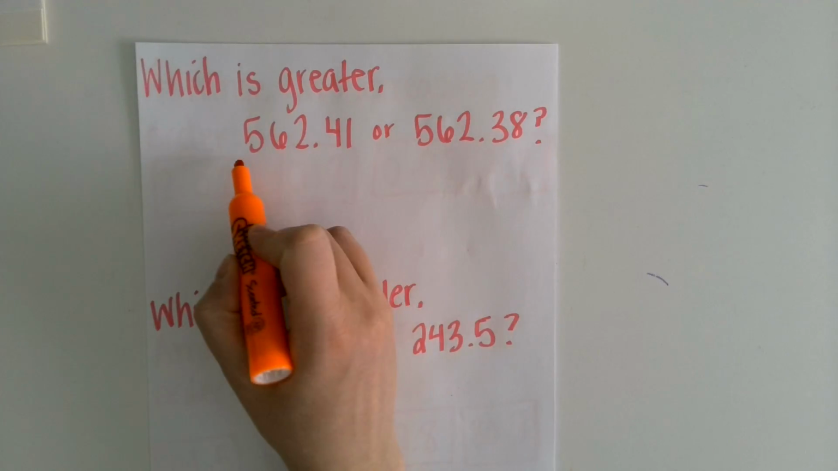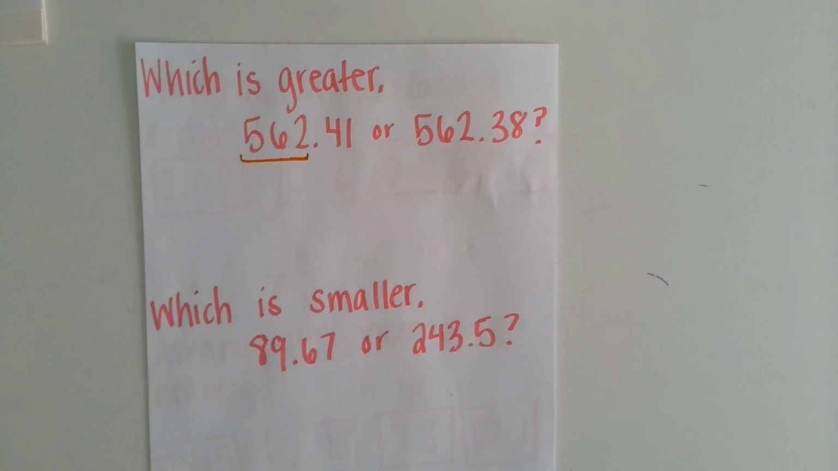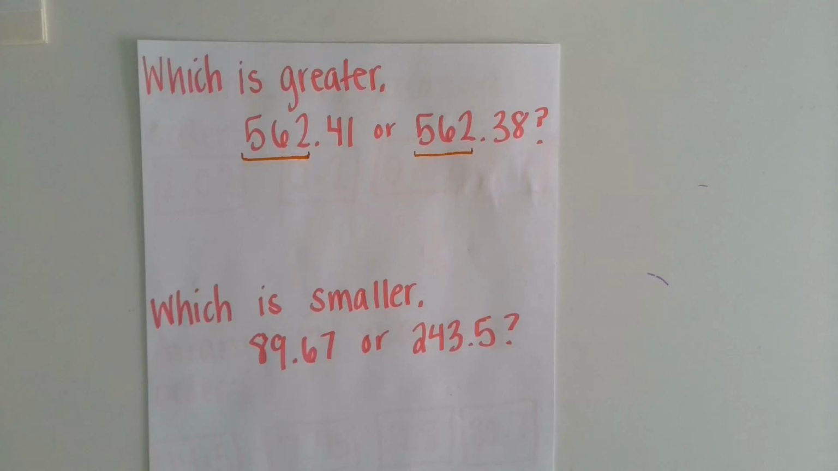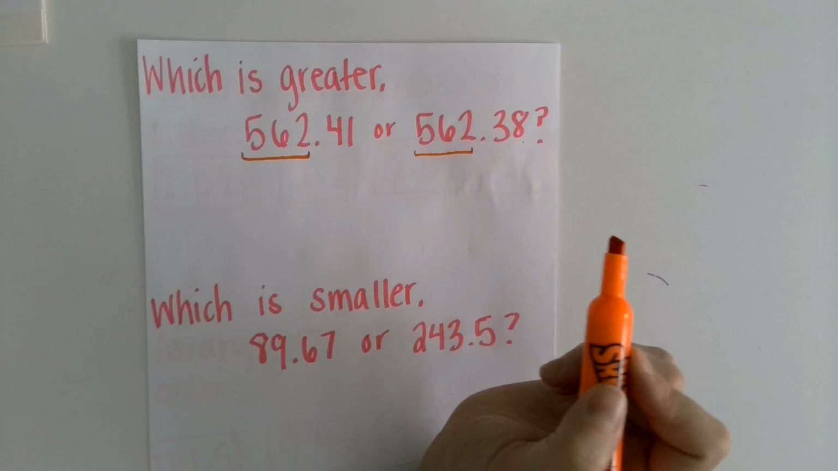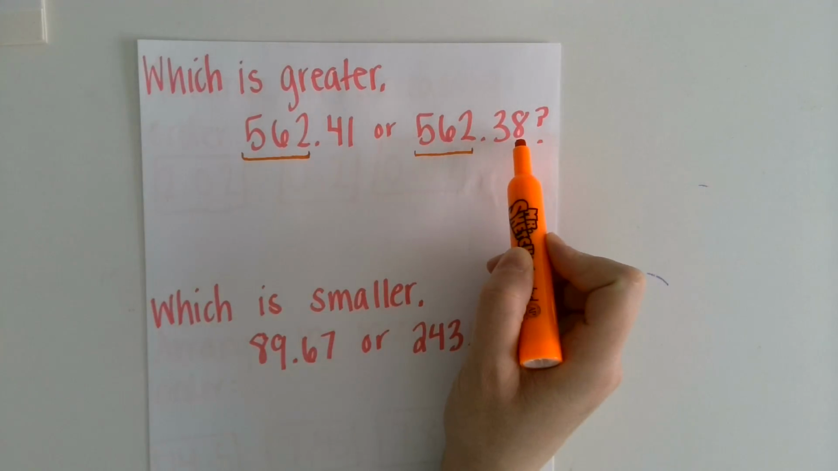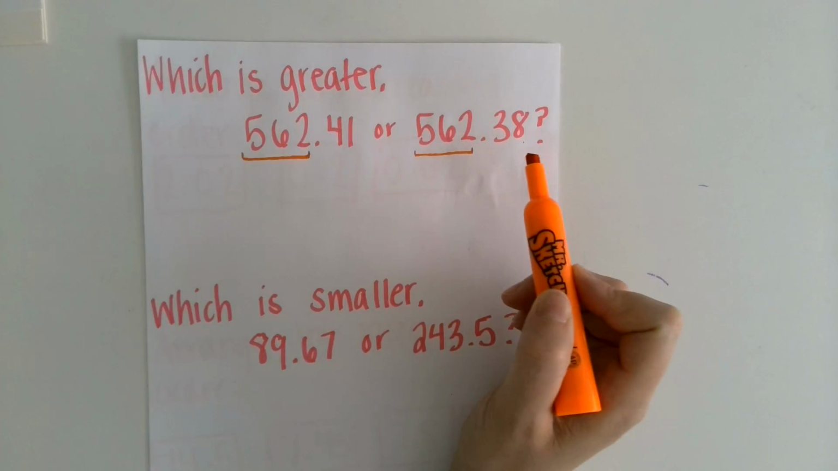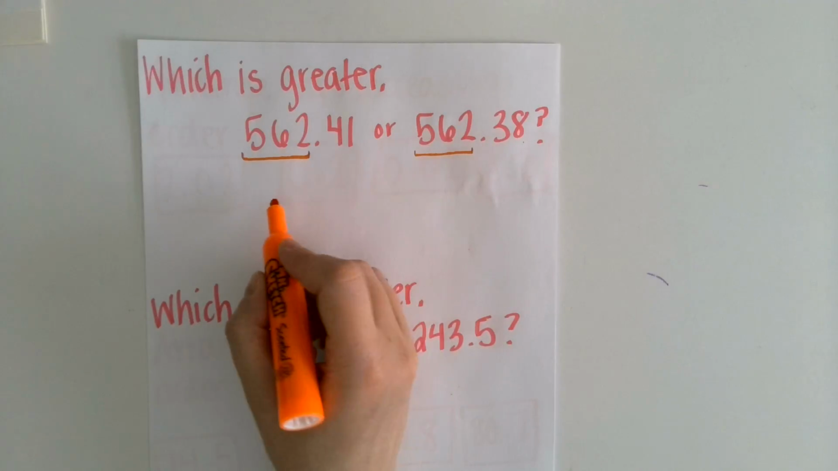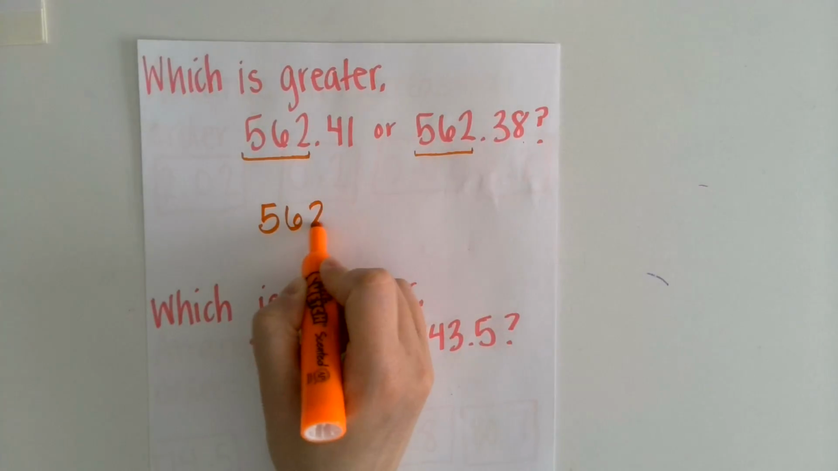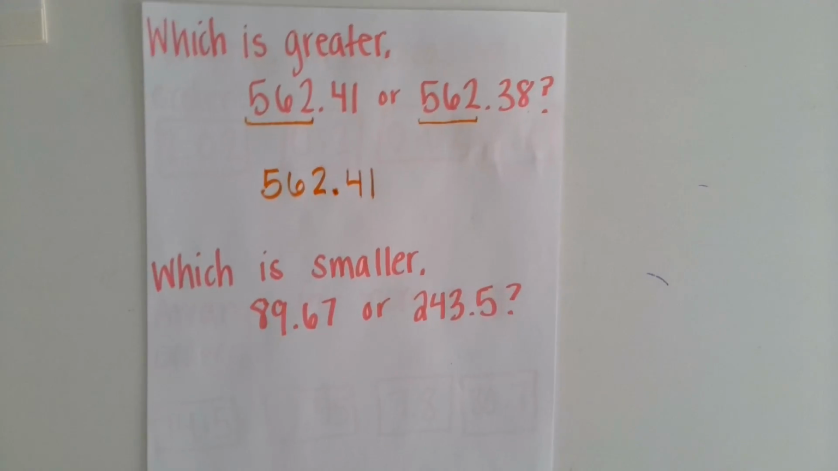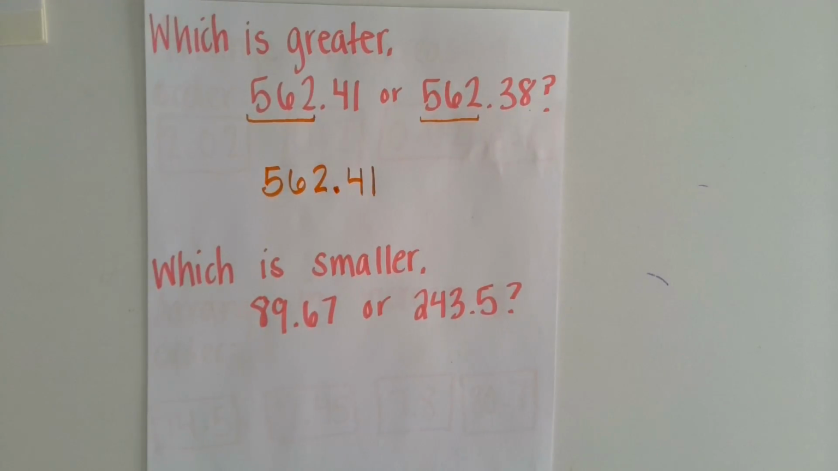So when I'm comparing these, I first look at my whole number. Here I have 562. Here I also have 562. So I need to now look at the decimal. I have 2 places in both, so I don't need to add any zeros. Here I have 41 hundredths. Here I have 38 hundredths. So an answer to which is greater, this one would be greater because 41 is greater than 38. So my answer would be 562.41. Here, this question is asking me which is smaller.